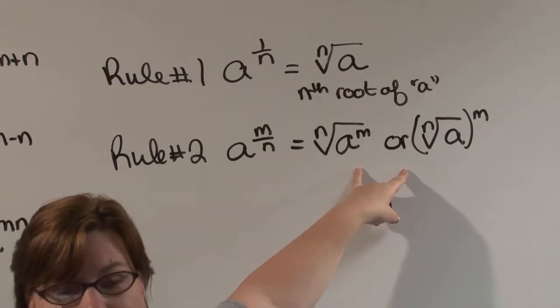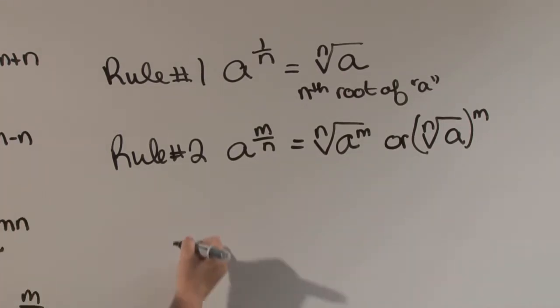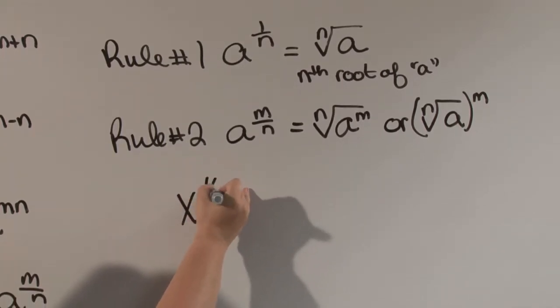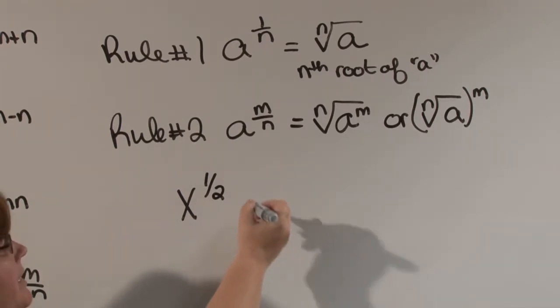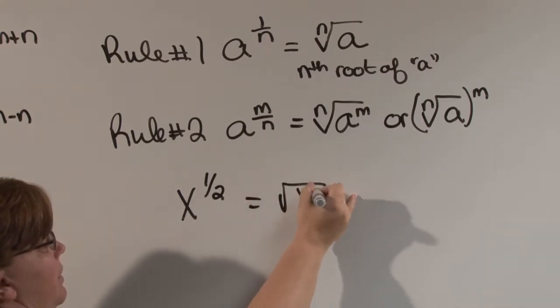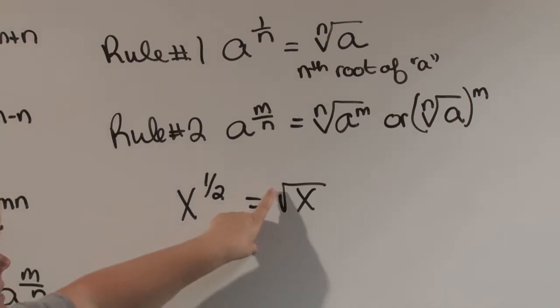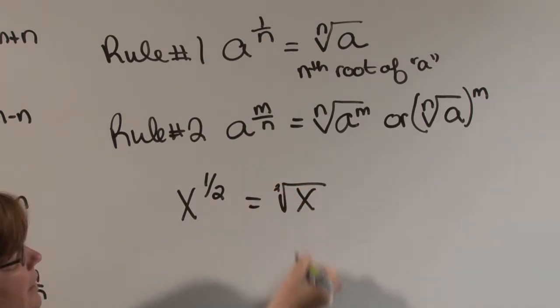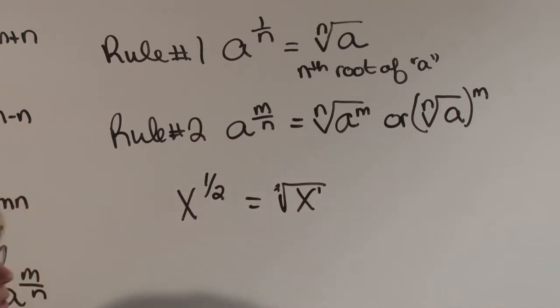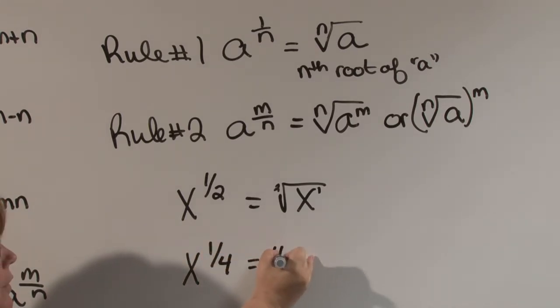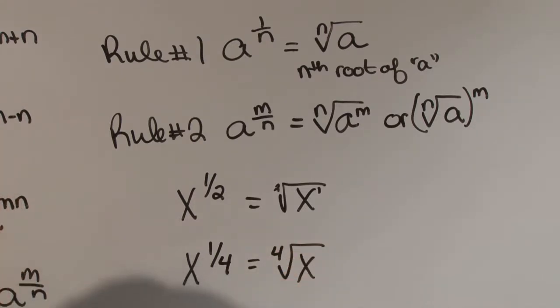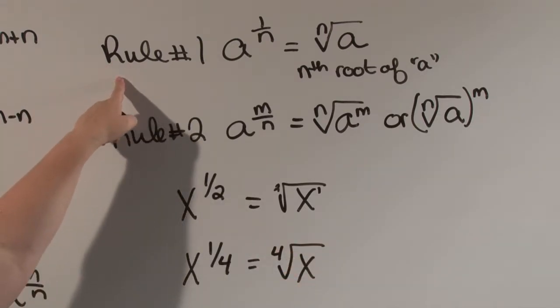So let's go ahead and give you some examples of this. If I were to have x to the 1/2, I can write this as a radical expression by saying that this is really just the square root of x. I don't necessarily write that 2 there, just like I won't necessarily write the 1 there. But let's use an example where we have a different number. So if I had x to the 1/4, then I'm saying the 4th root of x. And this follows this first rule.